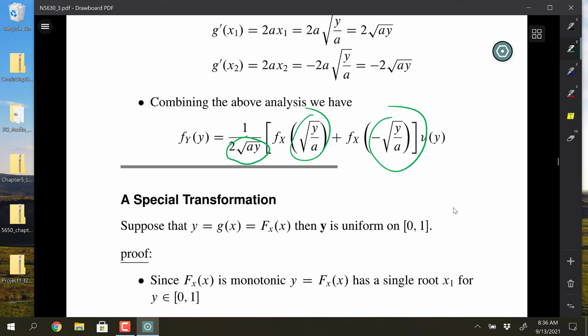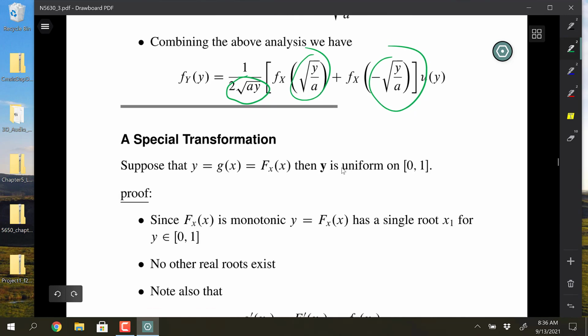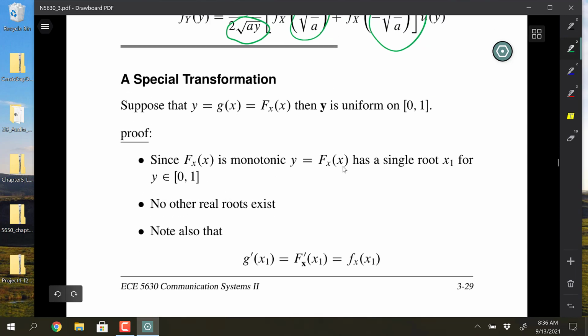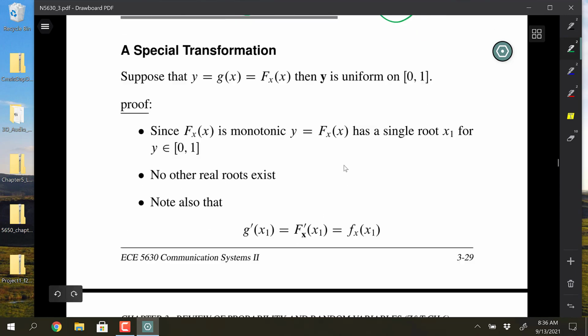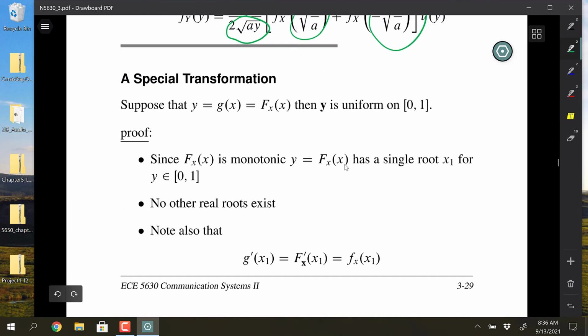But maybe the fact that we want to model the statistics of that is not that big of a deal where we need to go to this level. Okay, one last transformation before we move on to two random variables.